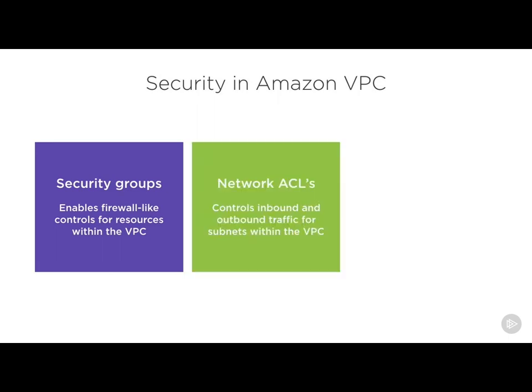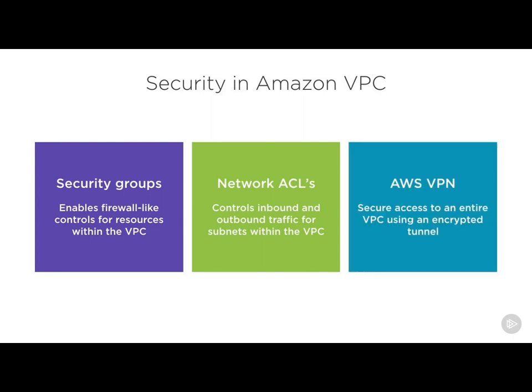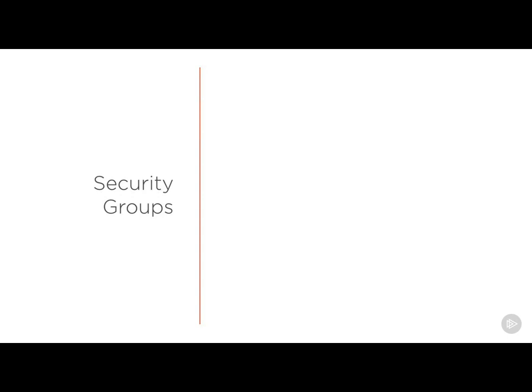And then we're going to talk about network ACLs, and these control both inbound and outbound traffic for entire subnets within the VPC. And then finally, we're going to talk about AWS VPN, which gives us the ability to create a secure encrypted tunnel between our network and the AWS infrastructure. So let's go in and look at each of these in turn. So first, we have security groups.